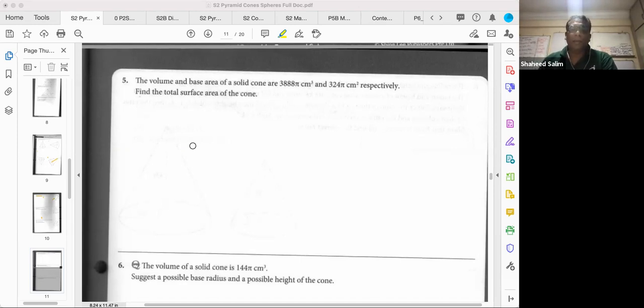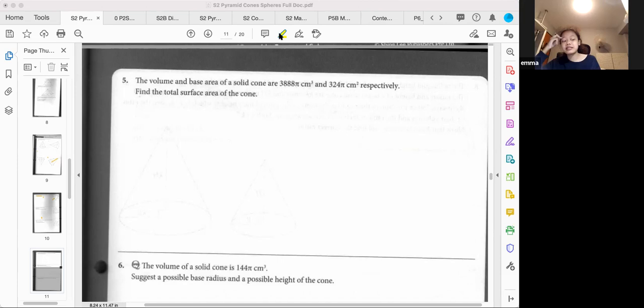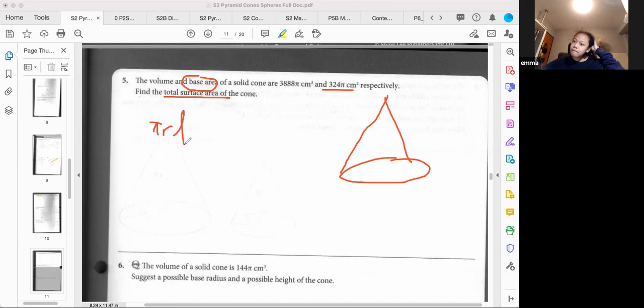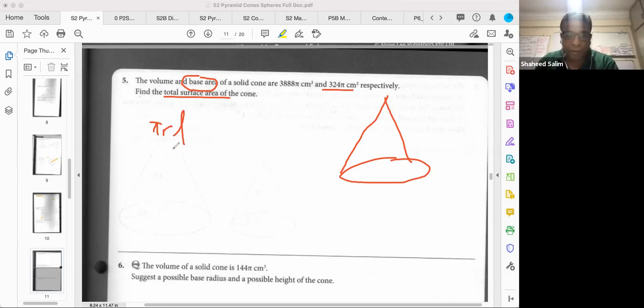Okay, let's ask ourselves, we want to find, so we look at the question now. You want to find total surface area. In fact, they already tell you what's the base area, right? They give you 324 pi. So that means the bottom, the base circle of the cone, you don't need to worry. What you now need to worry is the curved surface area. In order to find curved surface area, you need to know pi, you need to know r, and you need to know L. Now, you don't have L. We need to find out what L is.